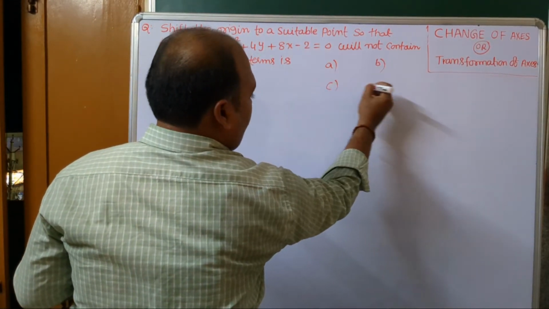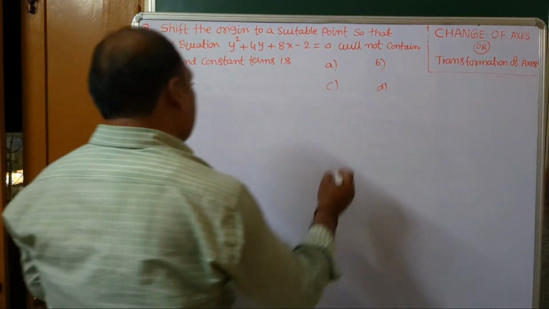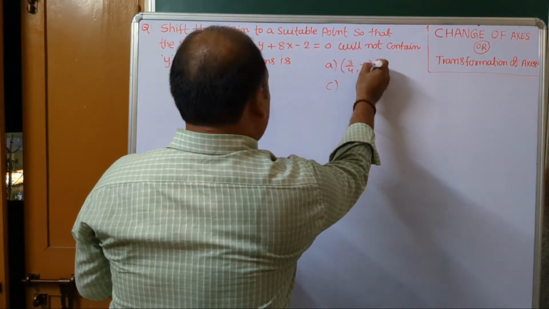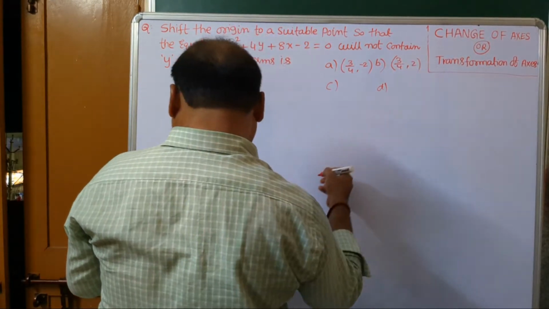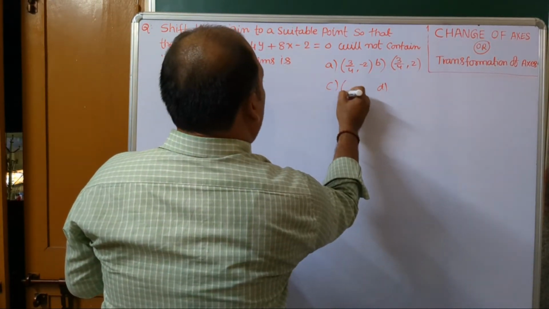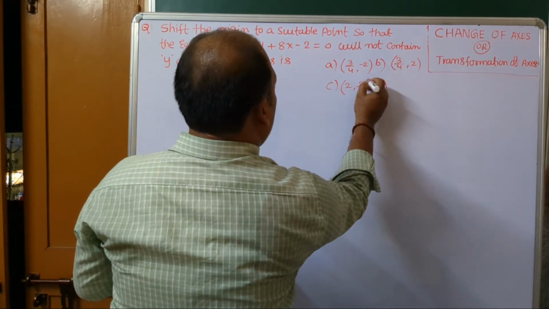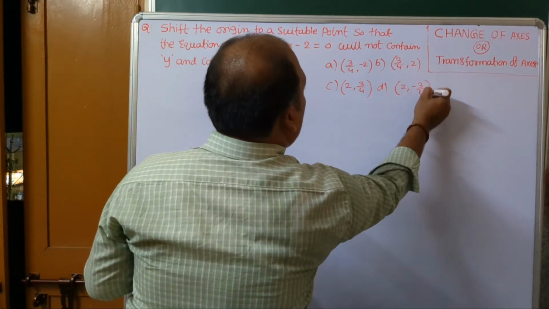So what is the shifted origin? The options are: 3 by 4 comma minus 2; 3 by 4 comma 2; 2 comma 3 by 4; 2 comma minus 3 by 4.